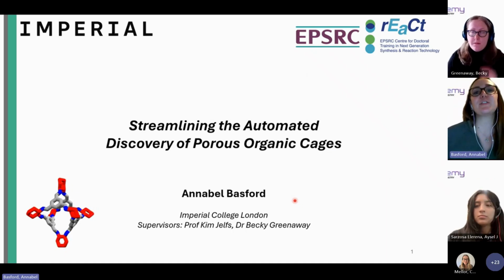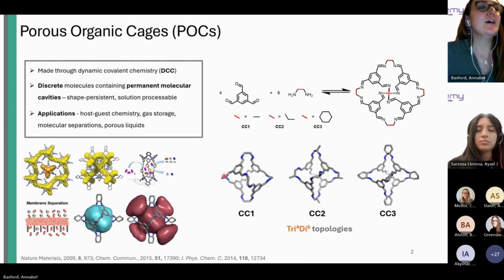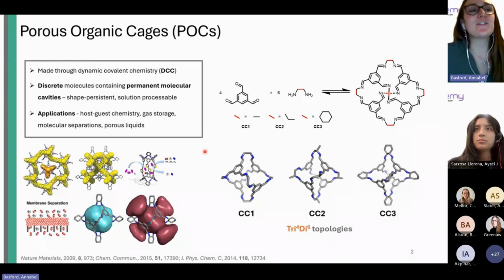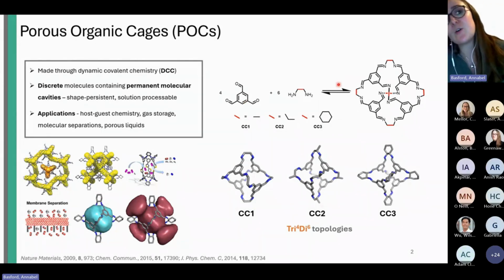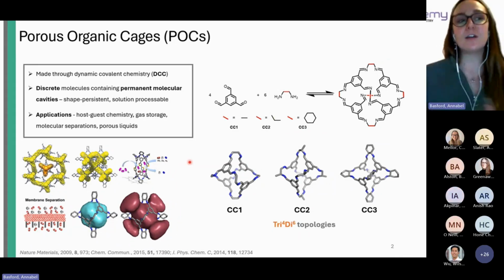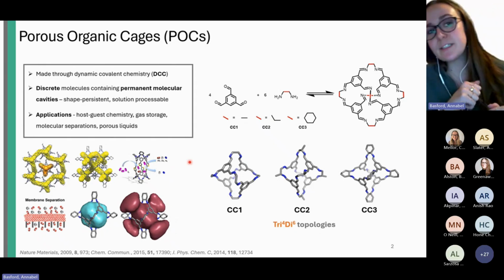I'm going to talk about streamlining the automated discovery of porous organic cages. These are a subclass of supramolecular assemblies. They're often used as porous materials, and they're made through dynamic covalent chemistry, which is the reversible formation of covalent bonds. They are discrete cavities, they've got accessible windows, and they're solution processable, which gives them a whole range of different applications in host-guest chemistry, gas storage, separations, and even as porous liquids.